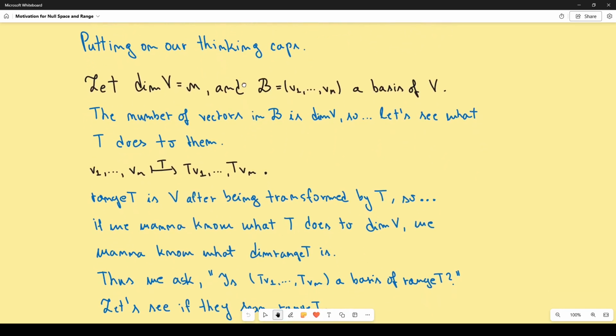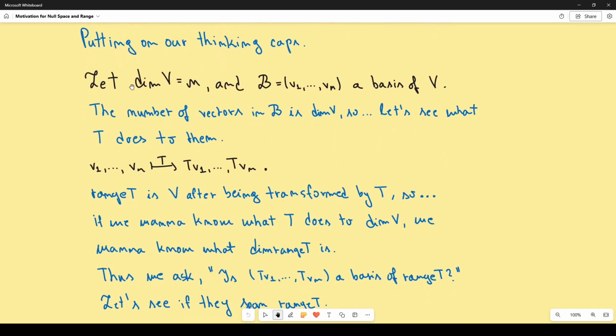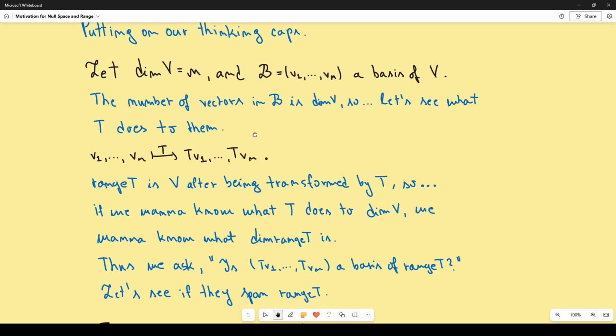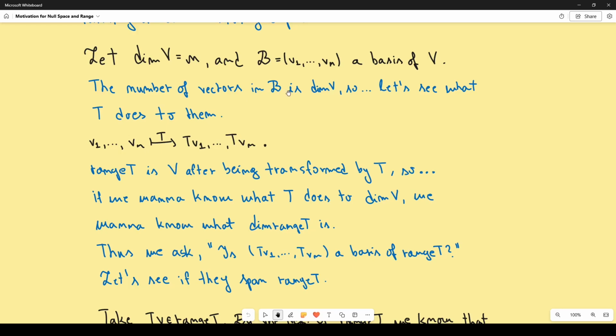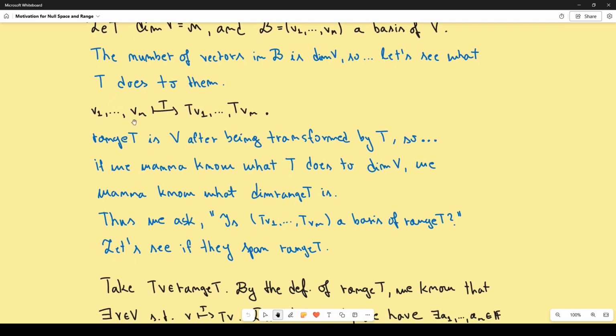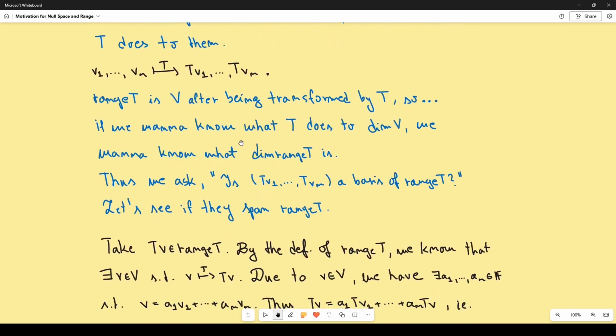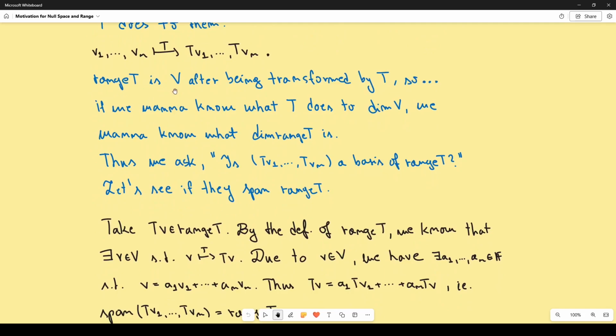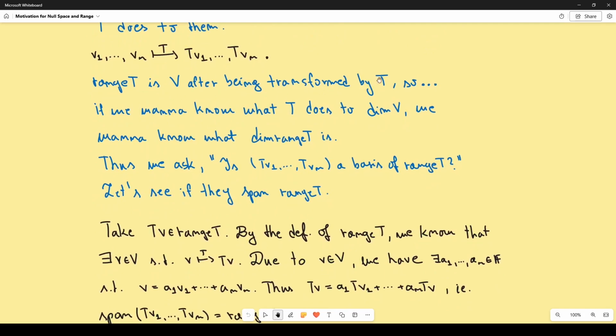Now let's put on our thinking caps. Let the dimension of V be equal to n, so we're dealing with finite dimensional vector spaces as usual, and let B be a basis of V. So the number of vectors in B is the dimension of V. So let's see what T does to them. We take our v's and we map them with T. Now, range T is V after being transformed by T. So range T is the result of applying our transformation T to V.